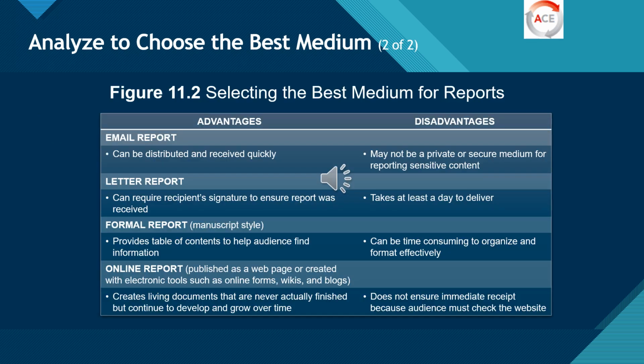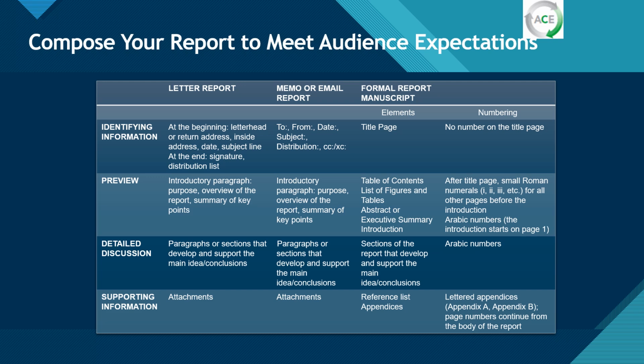Reports may be prepared in many different forms like email, memo, formal manuscript, online report, or report deck, which is a report written in PowerPoint or other presentation software. The figure given here presents the most common options for report mediums. When audiences read reports, they expect to find key elements of the report to be located in specific places, depending on the report format. These elements include identifying information, preview, detailed discussion, and, optionally, additional documentation.